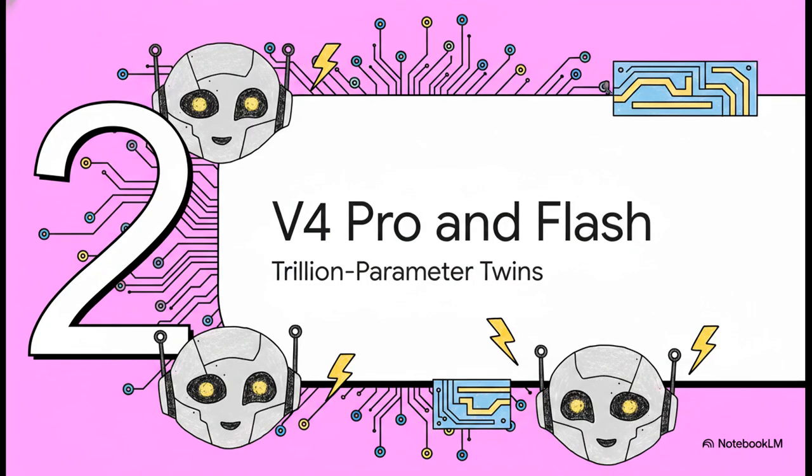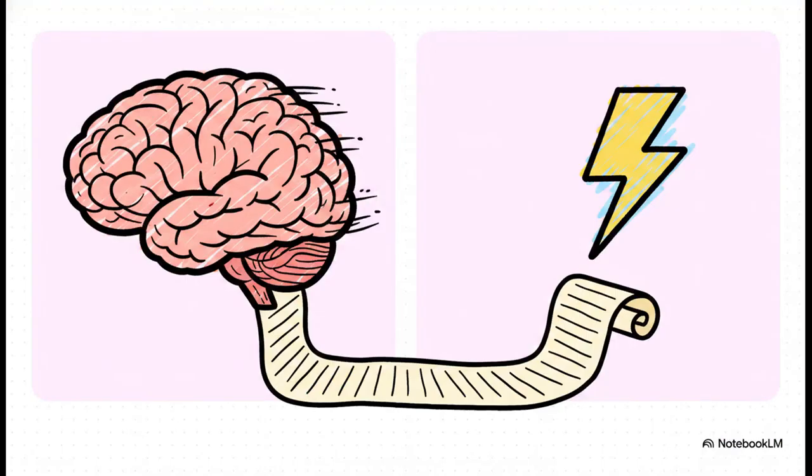Moving on to Section 2, the models, V4 Pro and V4 Flash, the trillion-parameter twins. And this brilliantly illustrates the sheer scale we're dealing with here. The V4 Pro boasts 1.6 trillion total parameters. Let that sink in for a second. That makes it the largest open LLM ever released. But here's the kicker, only 49 billion of those parameters are active at any given time.